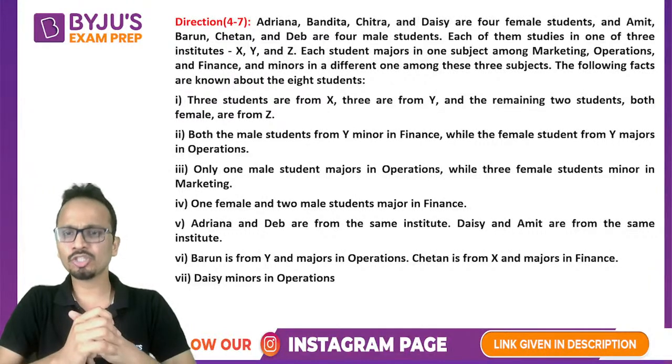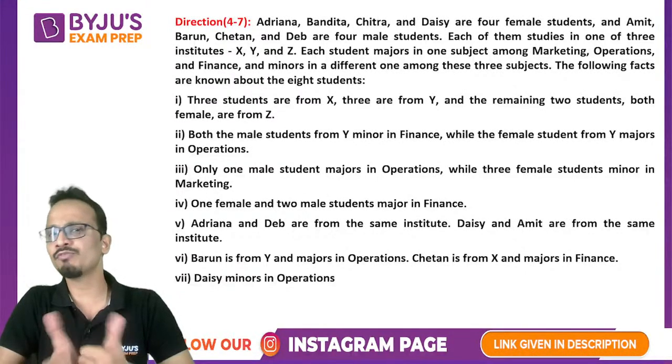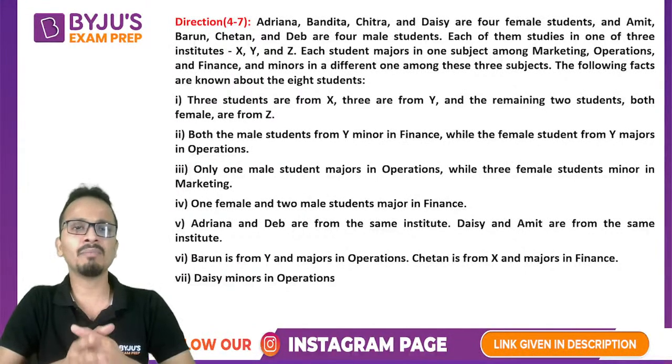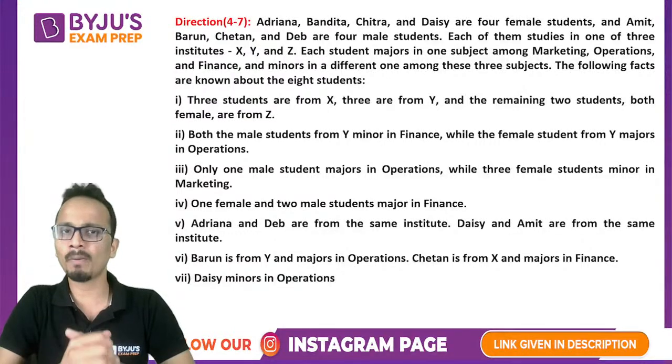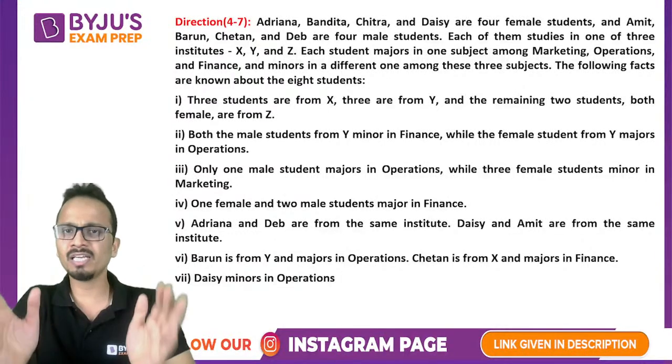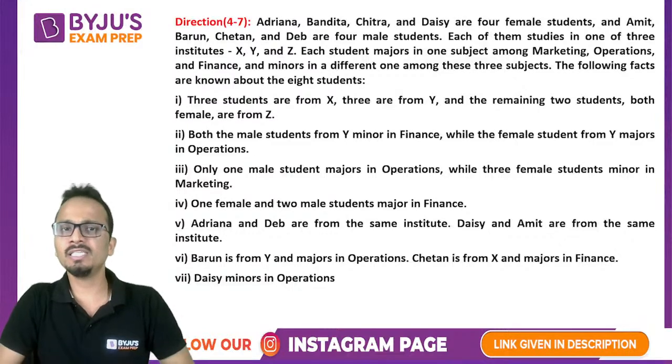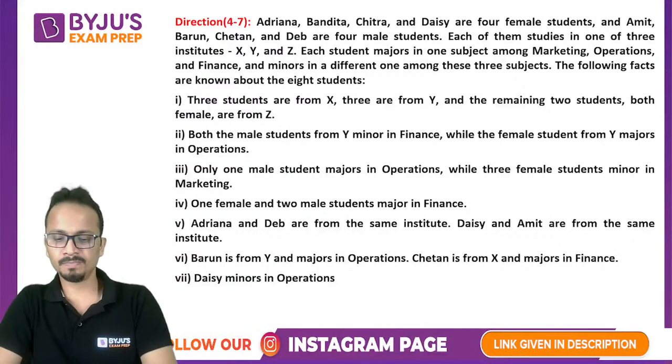Lijo, in this case, you will not need to assume the gender of the names, because it is mentioned that Adriana, Bandita, Chitra and Daisy are four female students, and Amit, Barun, Chetan and Dev are four male students. So they have clearly given the genders of these 8 students.